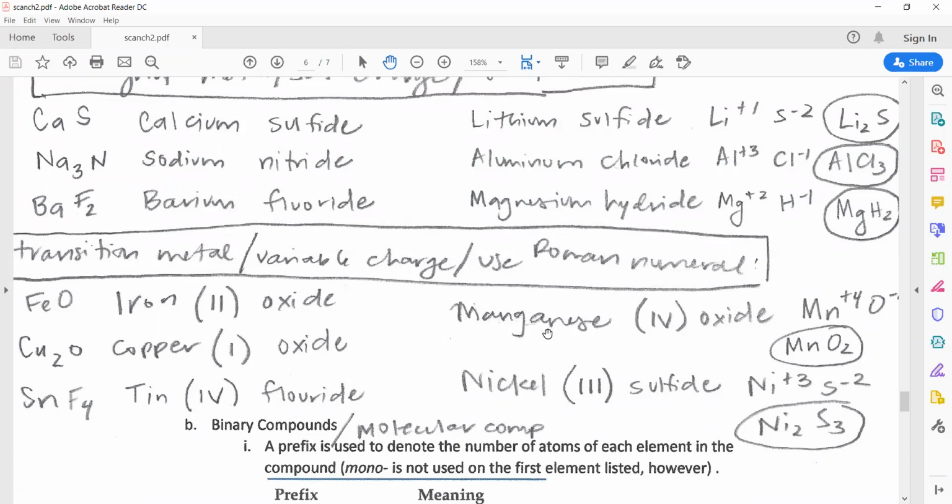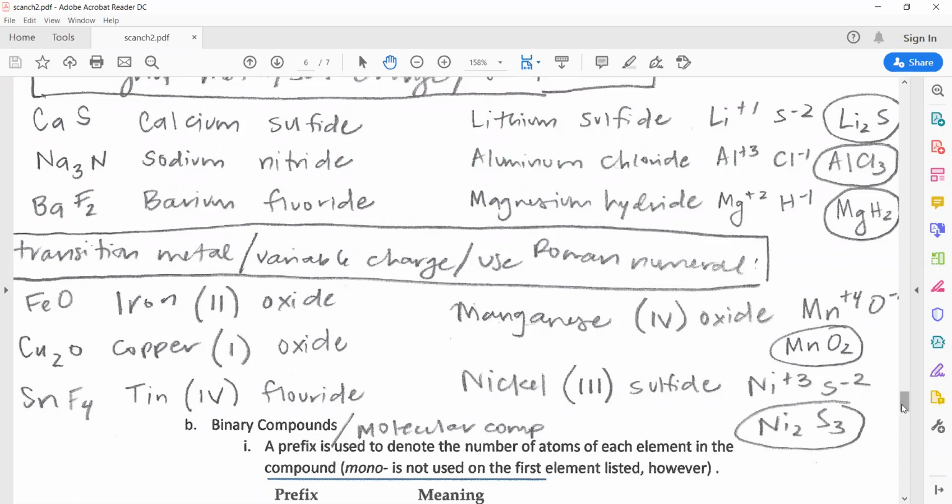Okay, if you're doing the opposite, manganese 4 oxide, you know that manganese is Mn. The 4 tells you that Mn is a +4 charge. Oxygen we know is always a -2. So we would flip-flop the charges and we would get Mn2O4 at first, and then we would simplify to MnO2. Similarly, nickel 3 sulfide, nickel has a +3 charge, sulfur has a -2 charge. We flip-flop and we get Ni2S3.